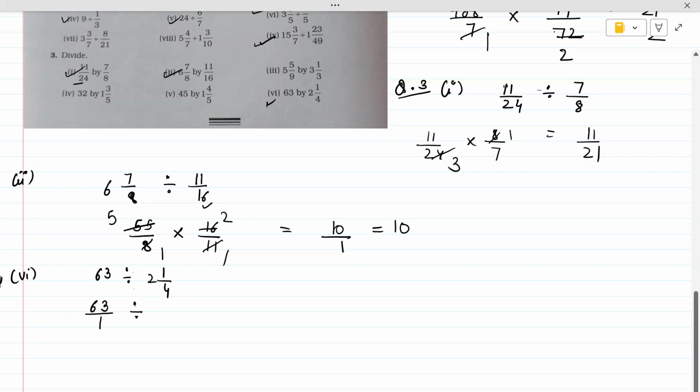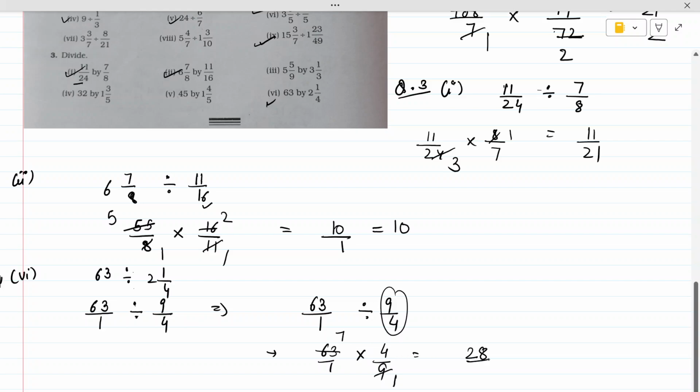Division has to change and then write this as is. Now 4 into 2 is 8. 8 plus 1 is 9. 9 by 4. So what we have got here is 63 by 1 divided by 9 by 4. Next, 63 by 1, change division to multiplication and do the reciprocal. 9 by 4 will become 4 by 9, right? 9 into 7 is 63. Now 7 into 4 in the numerator gives us 28 and 1 here. So this is how we have to do question number 6.